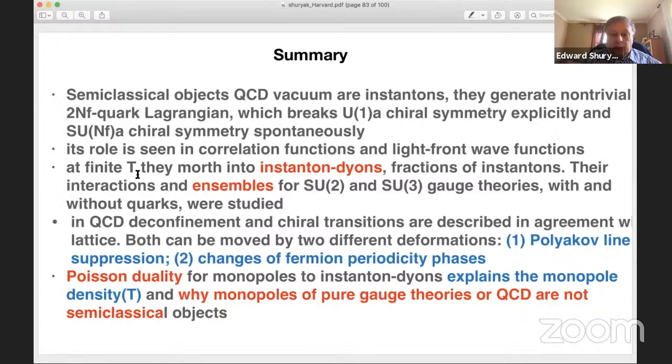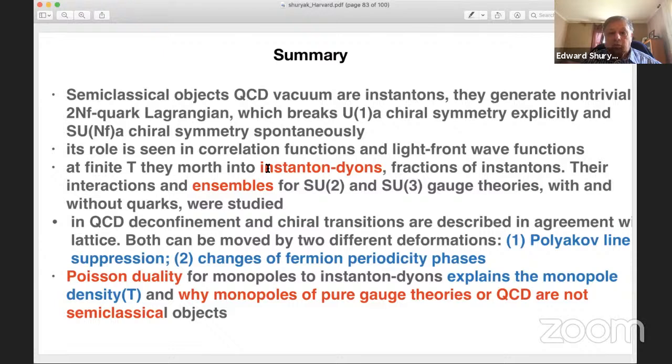Now, finite temperature theory is defined not in four dimensions, but now it is R3 times a circle, and temperature is related to the circumference of the circle. High temperature is a small circle. Small circle corresponds to weak coupling. So quark-gluon plasma at high temperature is relatively simple, perturbative, but as the temperature goes down, the circle becomes larger.